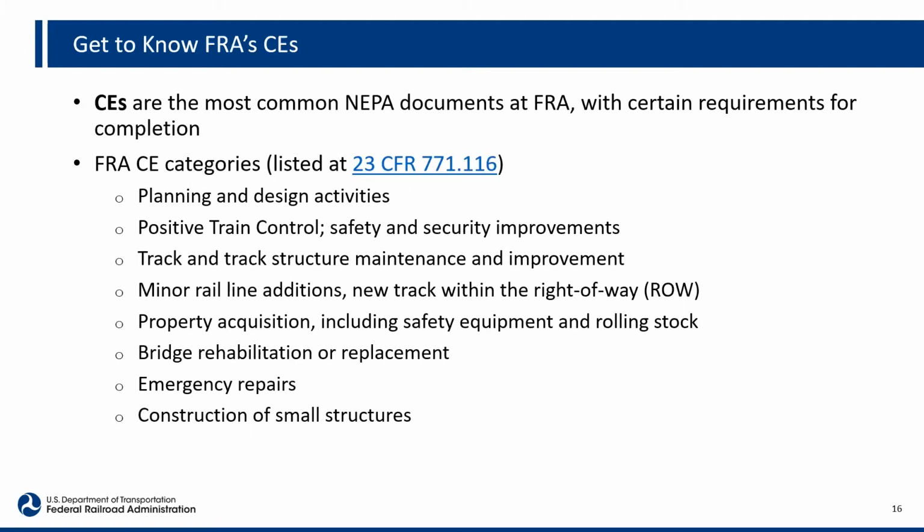So as I've mentioned, CEs are our most common type of NEPA document. And so here are just some examples of the types of work that could be covered under a CE. So planning and design activities that don't actually result in construction, track and tie work, minor rail additions that occur within the existing right-of-way, certain types of property acquisition, including safety equipment and rolling stock, some emergency repairs, and construction of small minor structures. And so those things typically would not result in significant environmental impacts, and so could potentially be covered under a CE. Next slide, please.